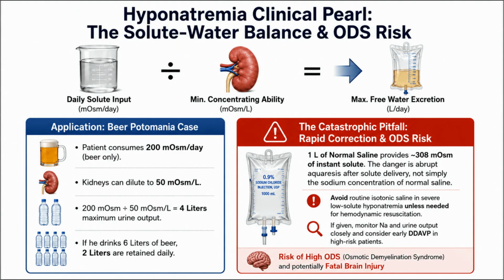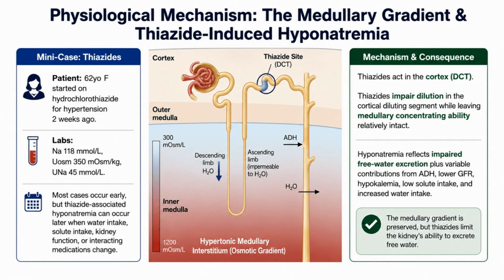That same attention to physiology helps explain thiazide hyponatremia. Thiazides cause hyponatremia because they impair dilution in the distal convoluted tubule. Unlike loop diuretics, thiazides act in the cortex and tend to preserve the medullary concentrating gradient. So the patient may still concentrate urine but cannot generate maximally dilute urine. Add lower glomerular filtration, older age, lower body mass, hypokalemia, low solute intake, high water intake, and other medications, and the risk rises.